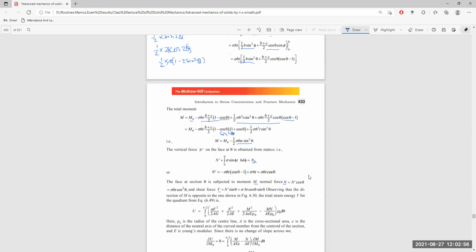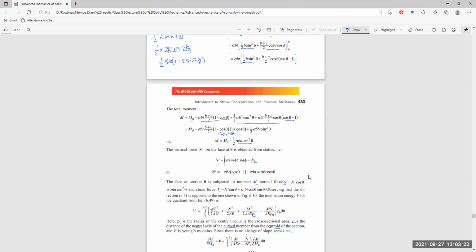N is the normal force, 2AE. M is the bending moment, which is 2AE into E rho 0 minus M into N, meaning the bending moment caused by the action of N itself. Here rho is the radius of central curvature. A is the cross-sectional area, and e is the distance between the neutral axis of the curved beam and the center of the section.